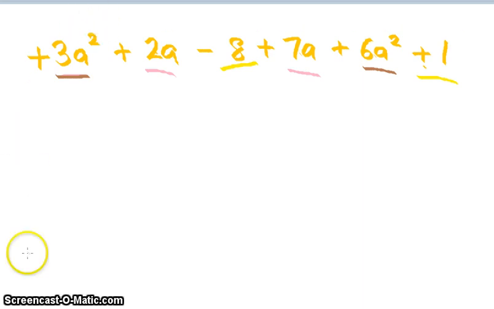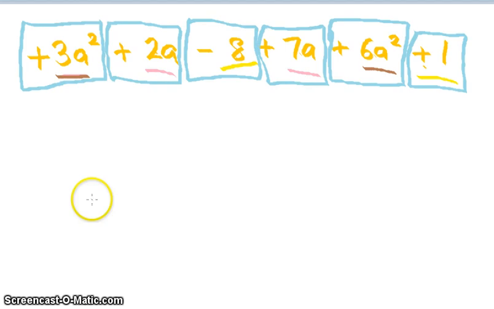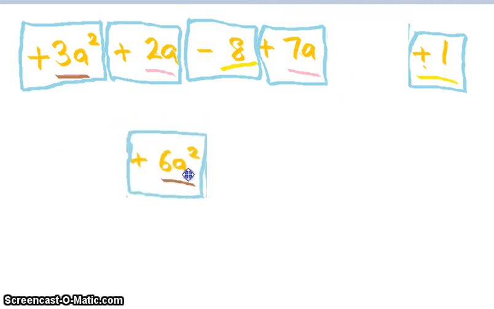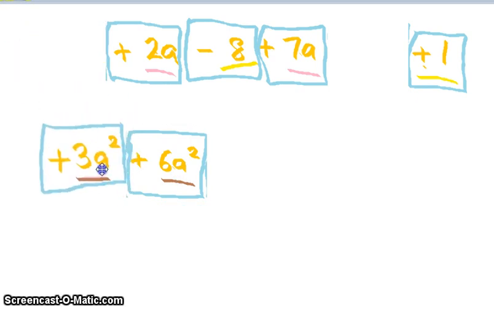Okay, I'm gonna pause the video for a while so that I can draw my cards. So the cards are already here. So the next thing we need to do is identify which ones go together. Okay, 3a squared and 6a squared. So ideally, let's move the a squares together. So I have this 6a squared here. I'll just put 3a squared beside it.